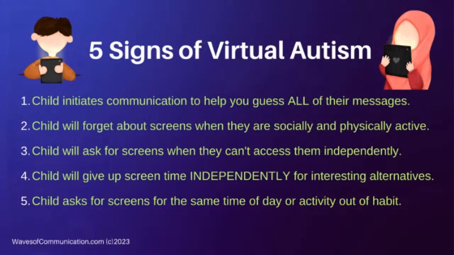Right. And then here's number five, is that the child asks for screens for the same time of day or the same activity or the same habit that they always do. So that means that whenever they eat, they won't eat without the tablet. They won't potty without the tablet. They won't ride in the car, get dressed, let you take them to whatever without a device. These are the characteristics that you know.